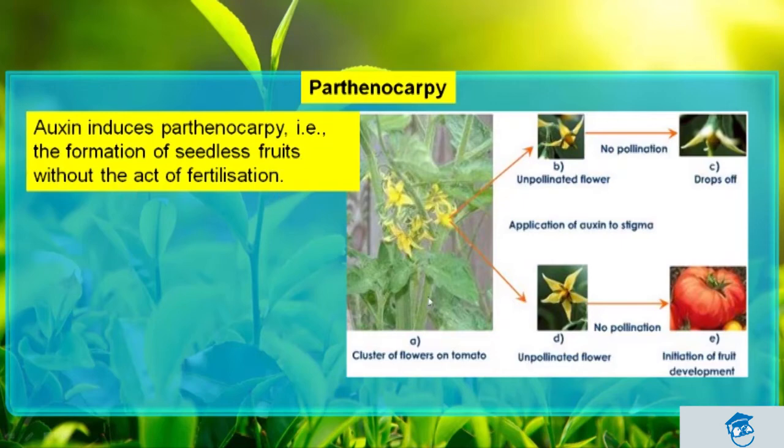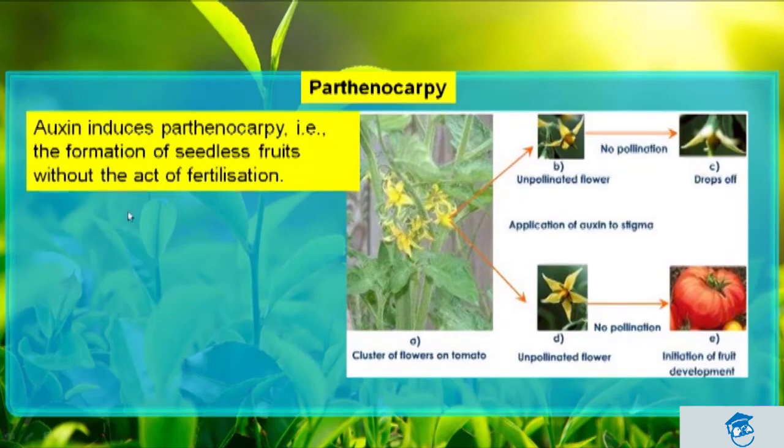Okay, so this is the cluster of flower on tomato. This is unpollinated flower. Here no pollination takes place and it thus drops off. And this is unpollinated flower. When we apply auxin to the stigma, then initiation of fruit takes place, because you have applied auxin to the stigma. Stigma is a part of a female reproductive organ. Okay, stigma, style and ovary, these are the three reproductive organs of female, which is present in the flower.